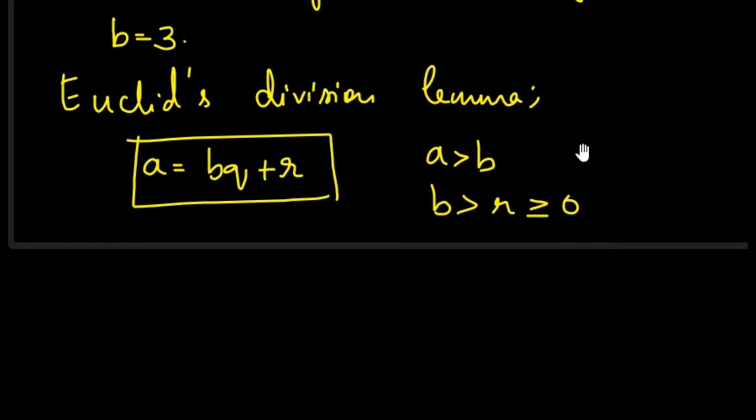यहाँ पे b की वैल्यू क्या है 3. Therefore r is less than 3 greater or equal to 0. मतलब r की वैल्यू is between 0 and 3. We can write this as r equals 0, 1 और 2. r की वैल्यू between 0 and 3 है, so r के वैल्यूज can be 0, 1 और 2.